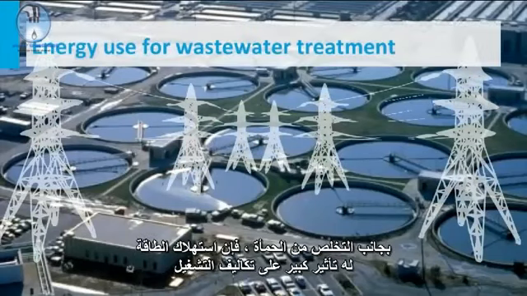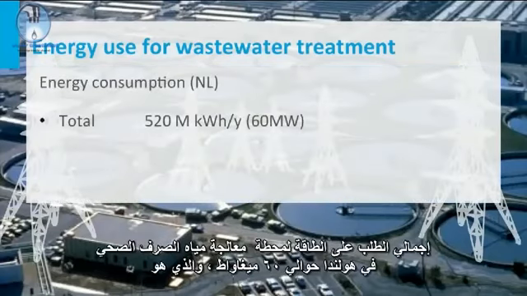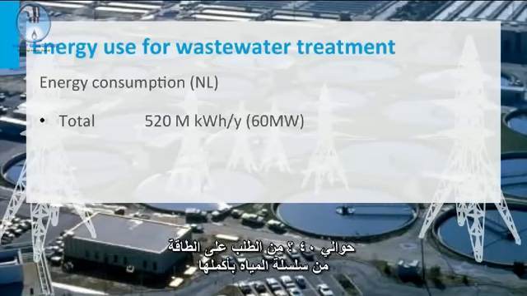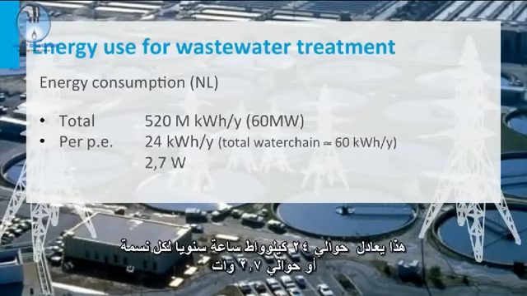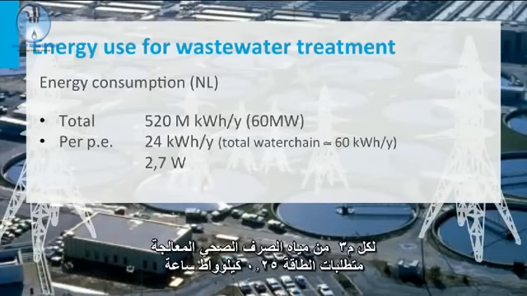Next to sludge disposal, energy consumption has a large impact on the operational costs. The total power demand for the sewage treatment in the Netherlands is about 60 megawatt, which is about 40% of the power demand of the entire water chain. Per population equivalent, this is about 24 kilowatt hour per year or about 2.7 watt. Per cubic meter of treated sewage, the energy requirement is 0.25 kilowatt hour.